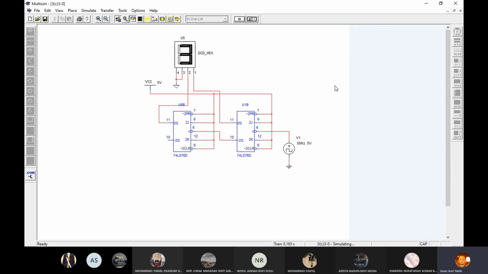3, 2, 1, 0. 3, 2, 1, 0. So, meaning that the connection is correct lah.